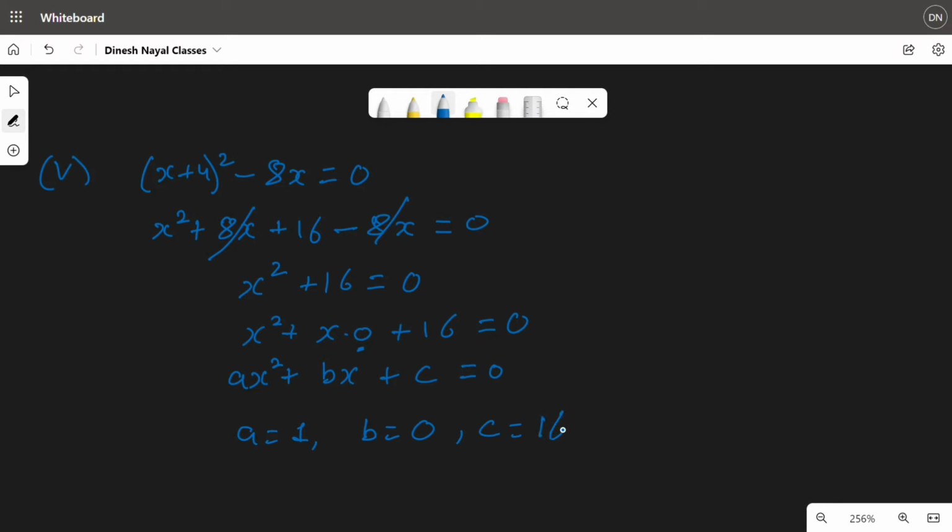So now applying the formula, D equals b square minus 4ac. What is b? b is actually 0 over here. So 0 square will be 0, minus 4 into 1 into 16. So this is 0 minus 64, which becomes minus 64, which is less than 0. Hence D is less than 0, hence there are no real roots. So the roots are imaginary.